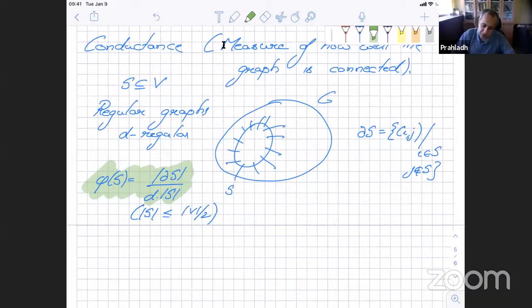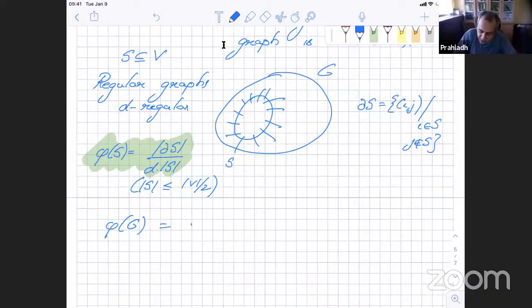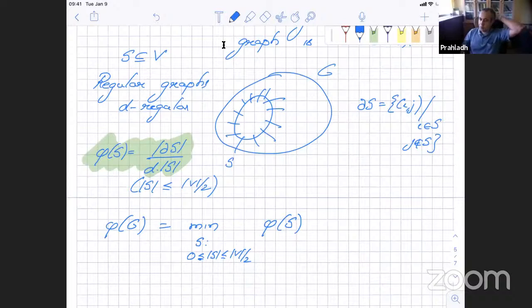Okay, and the conductance of a graph, phi of G, is the minimum of phi of S overall. Yeah, it's a minimum, it's the worst set. It's a set which observes the least of this. It's a minimum over all S, such that size of S is greater than 0 and less than or equal to size of V over 2, of phi of S. Okay, so that's the conductance of a graph.